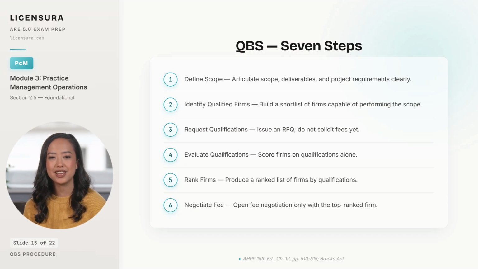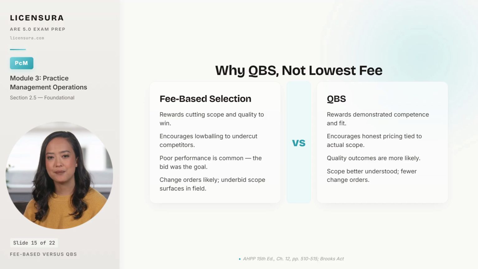The reason QBS exists is that fee-based selection produces specific, predictable failure modes. Fee-based selection rewards firms that cut scope and cut quality to win the contract. The firm that knows what's in the scope and prices honestly always loses to the firm that prices a thinner version of the work. The bid itself becomes the goal, which means performance after award is a secondary concern. Underbid scope surfaces during construction as change orders, RFIs, and disputes.